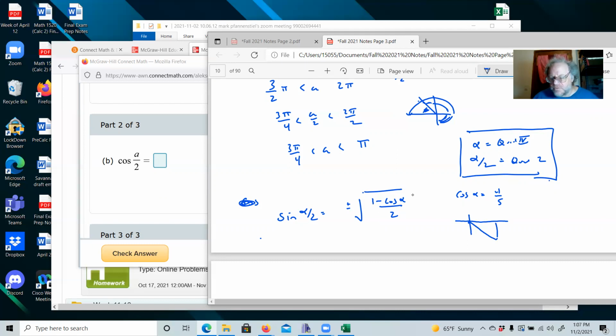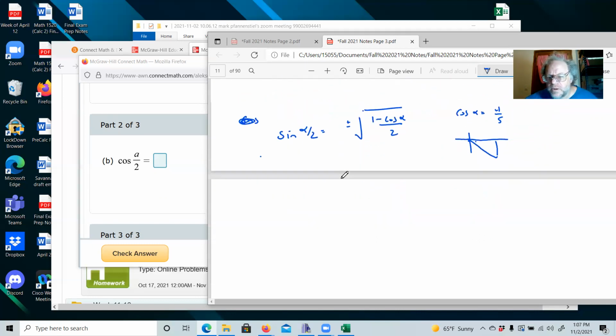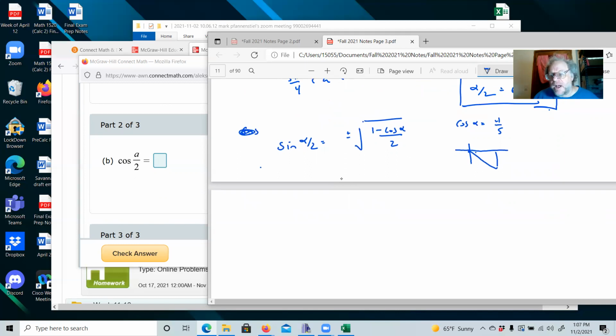So cosine of alpha is 4/5, in quadrant 4. So what is cosine? The cosines stay positive because we're talking about 4th quadrant stuff. When we go to alpha over 2, we're going to be swinging into the 2nd quadrant, so we're going to have minus signs. Well, not in sine's case. But the cosine is going to be a positive number.